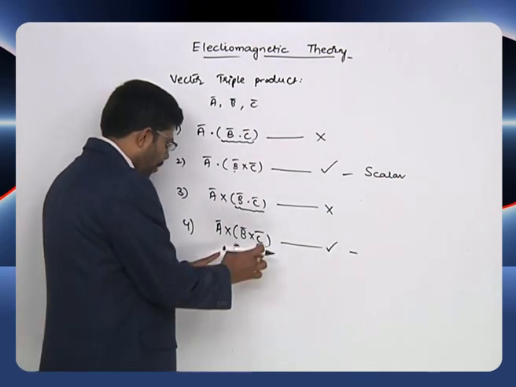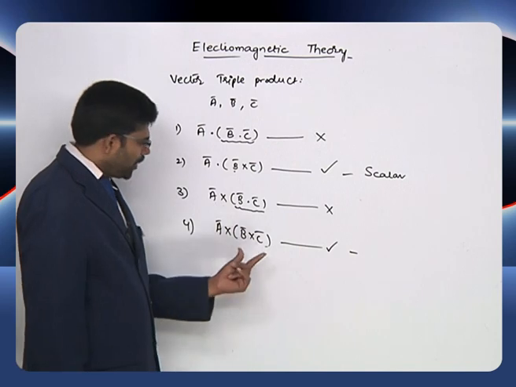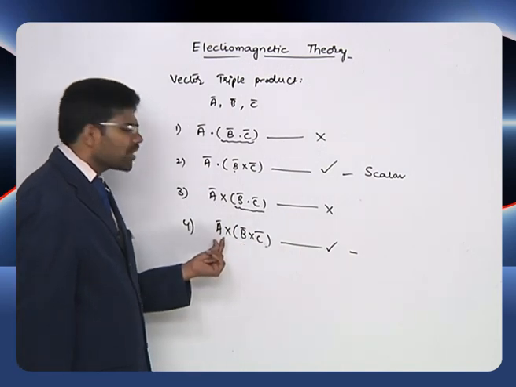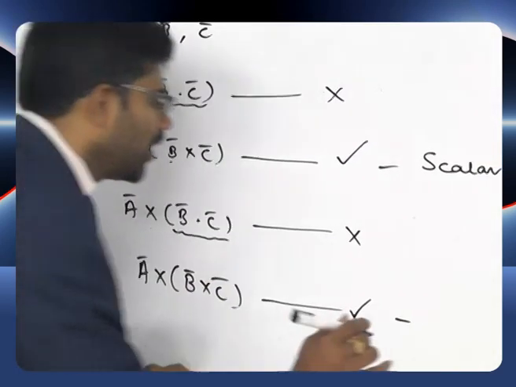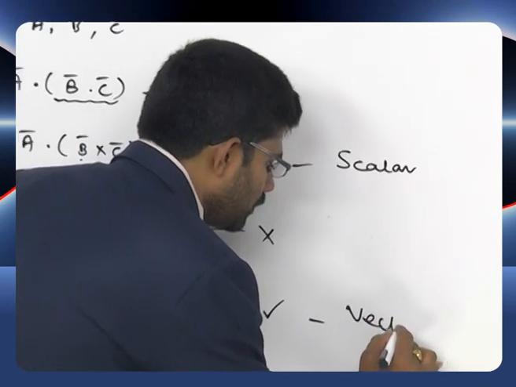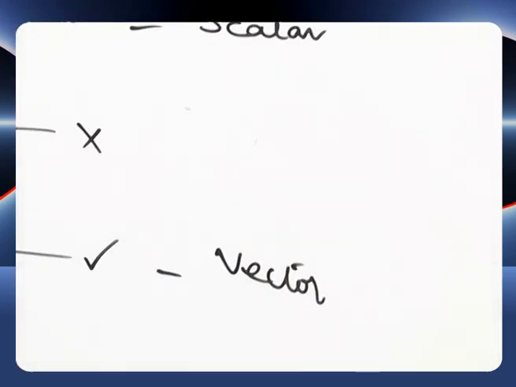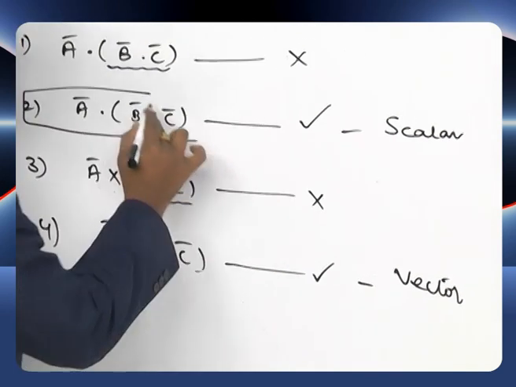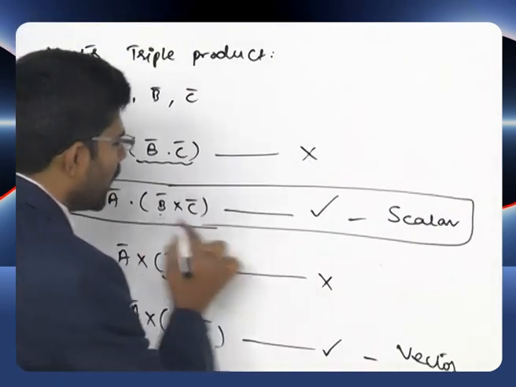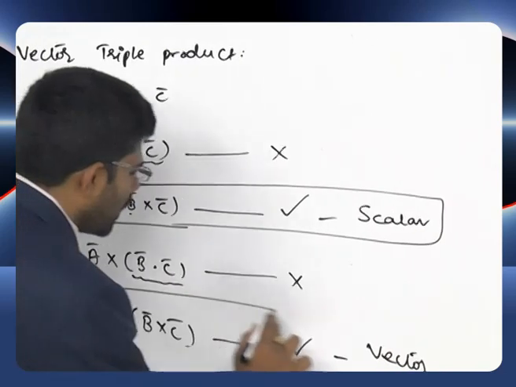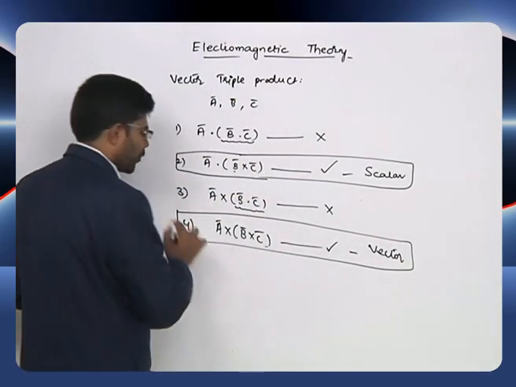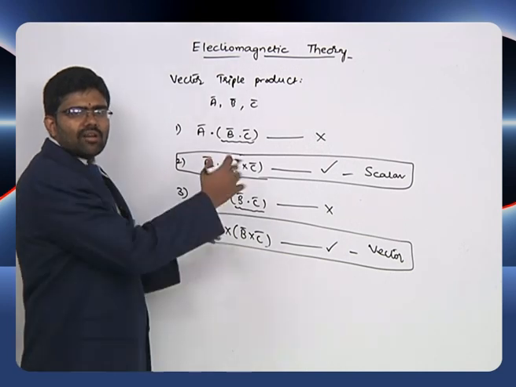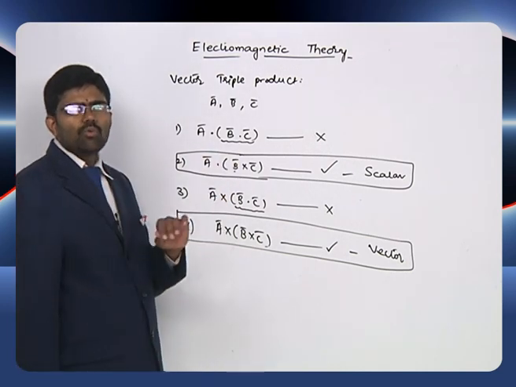Now observe here, B bar cross C bar. That B bar cross C bar is a vector. Vector cross vector always gives a vector answer. That the cross product is a vector. So here clearly if you observe, this particular triple product is called the scalar triple product, and this triple product is called the vector triple product. If you consider the remaining combinations, they are not at all valid.